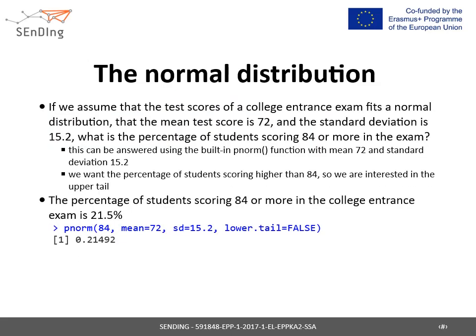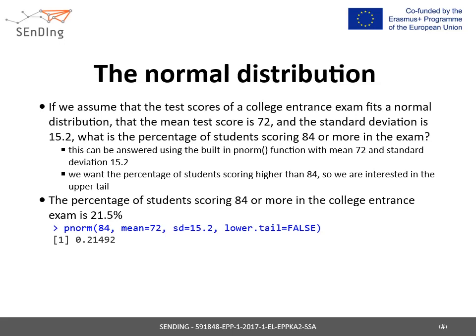If we assume that the test scores of a college entrance exam fit a normal distribution, that the mean test score is 72, and the standard deviation is 15.2, then what is the percentage of students scoring 84 or more in the exam? Questions like this can be answered in R using the built-in pnorm function of a normal distribution with mean 72 and standard deviation 15.2.